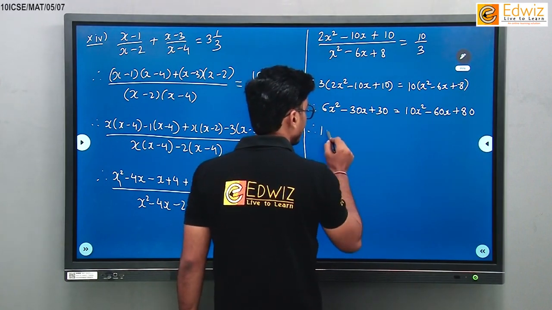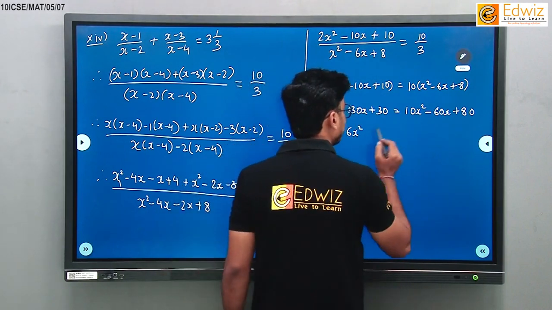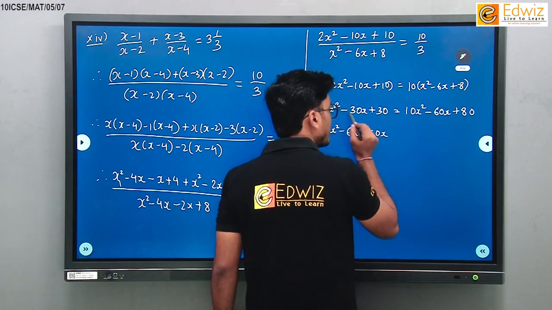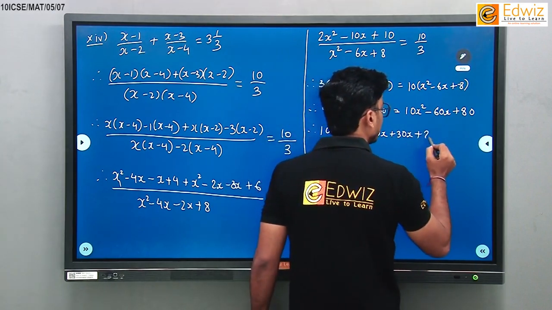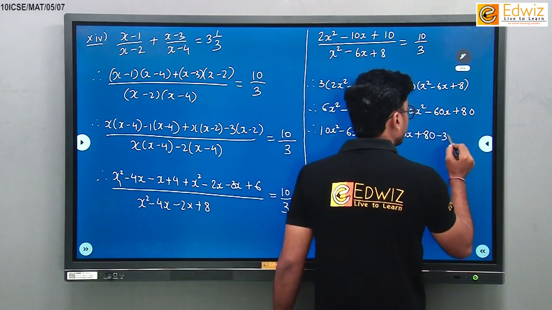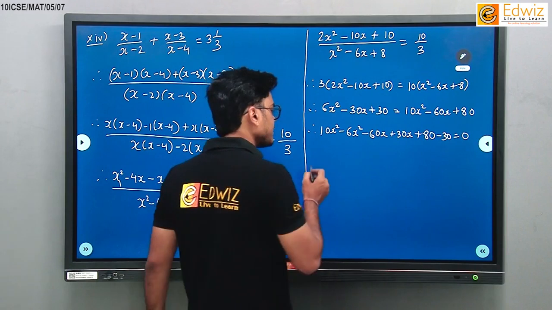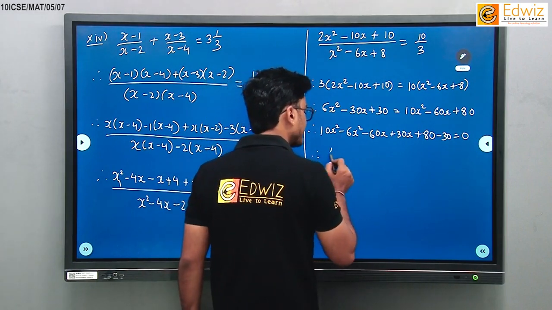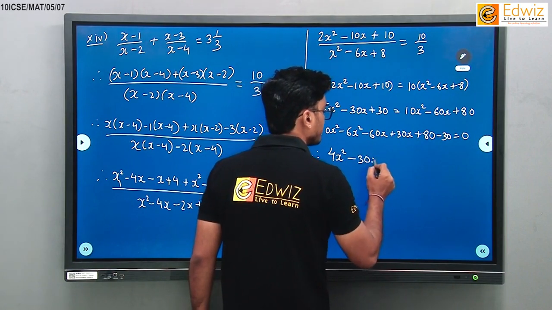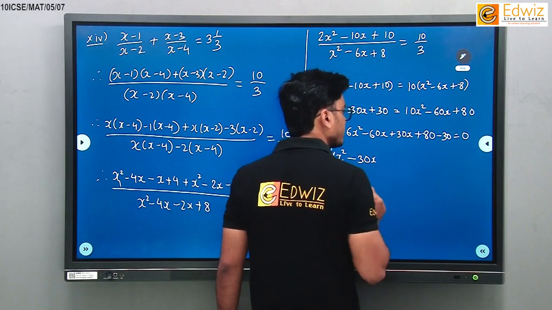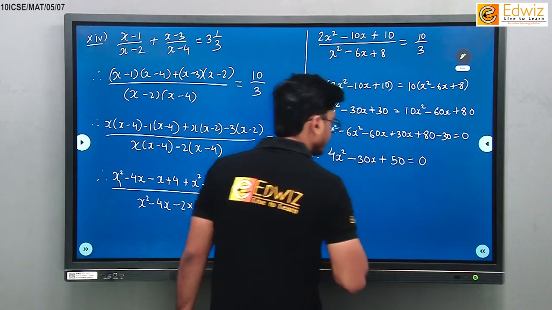Okay. Take this 6x square on that side and every other term also on that side. It is 10x square minus 6x square. Then we have minus 60x plus 30x. Then we have plus 80 and minus 30 equal to 0. So finally the equation that we get is 4x square minus 30x, because this is negative 60 and this is positive 30, plus 50 equal to 0.